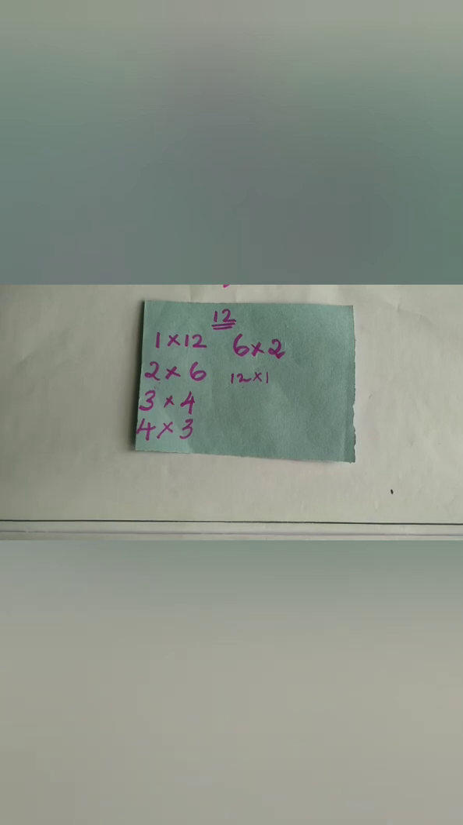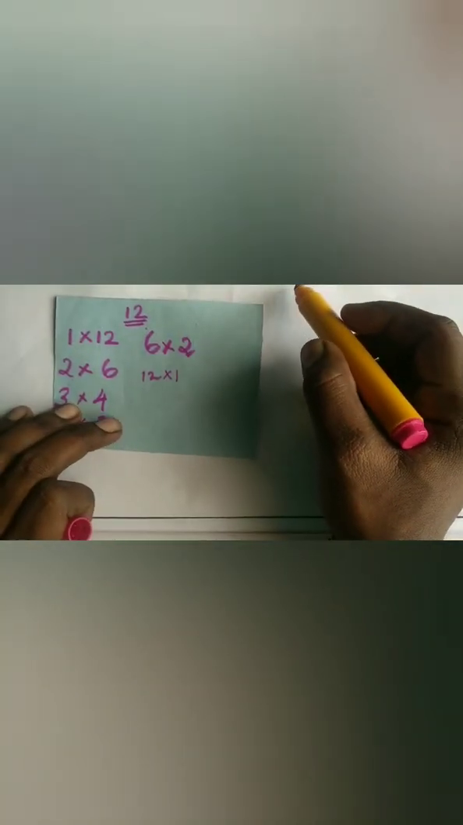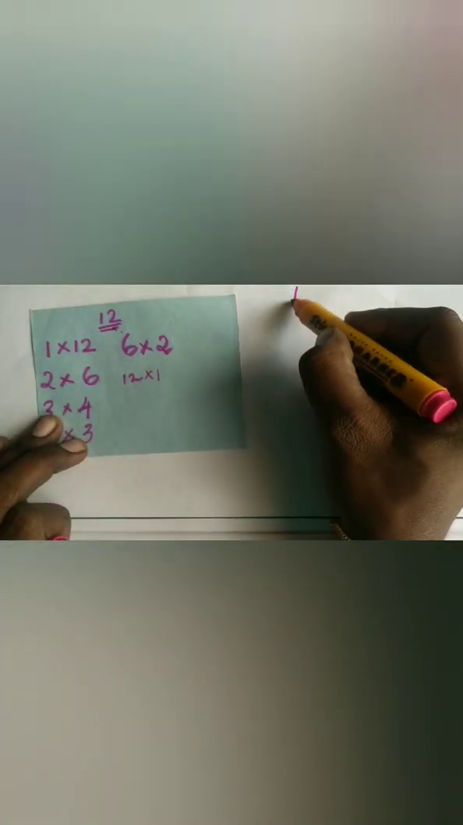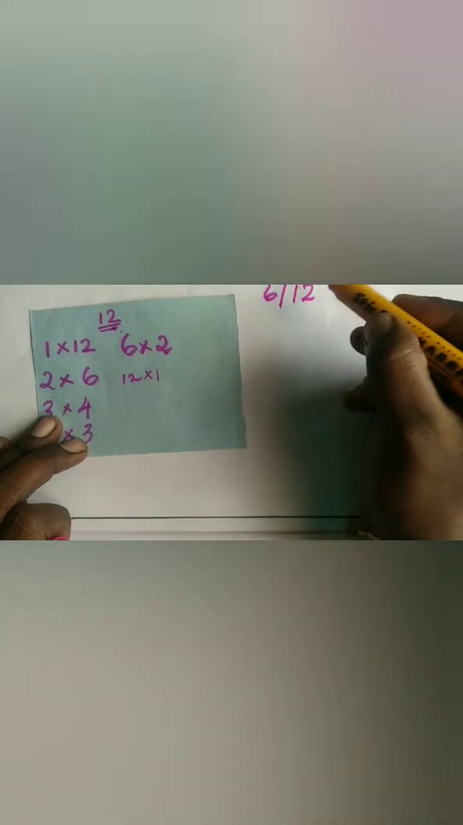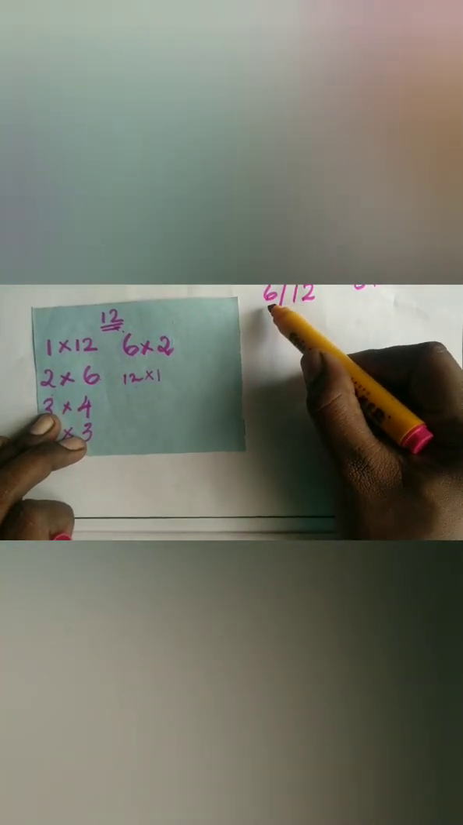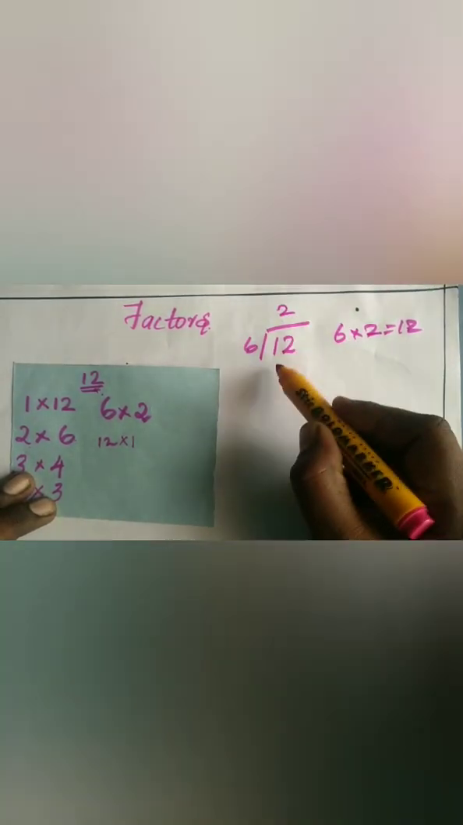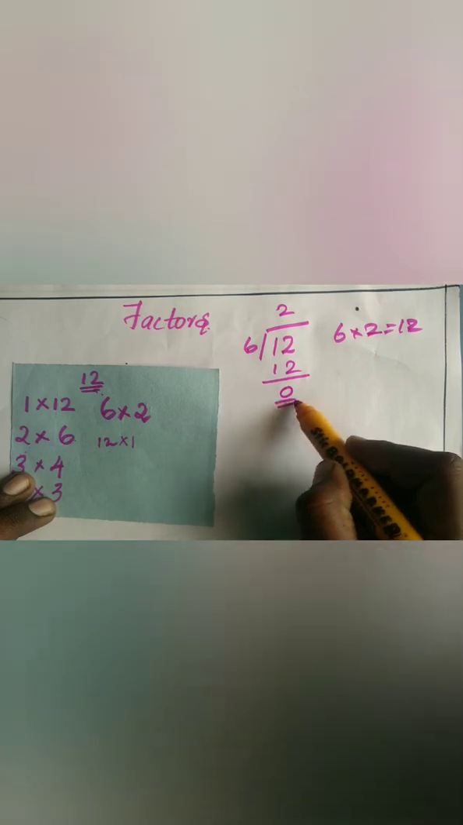If you want to find a factor, it should never leave any remainder. For example, 1 into 12 is 12, so that's why we can say it is a factor. If I divide 12 by 6, we know 6 2s are 12. So 6 divides 12 how many times? 2 times. 6 2s are 12, right? So 12 divided by 6 leaves remainder 0.